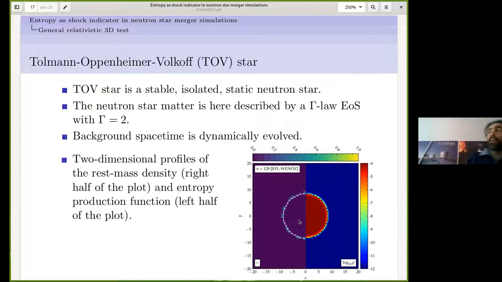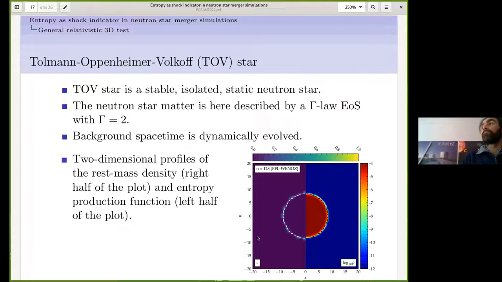Here on the left side, we have the entropy production function. One would expect it to peak and reach high values on the surface, and this is what happens. The resolution is not very good, but we see that it is almost one, and it is spread around the surface. It's really interesting that the method is spotting the problematic regions on this static neutron star. Outside it's zero, and inside it's zero. Inside and outside, we are using the higher order scheme, and on this slice of the surface, we are turning to the low order scheme because there is a problem.